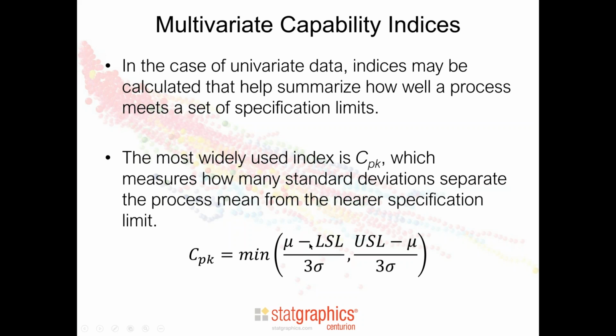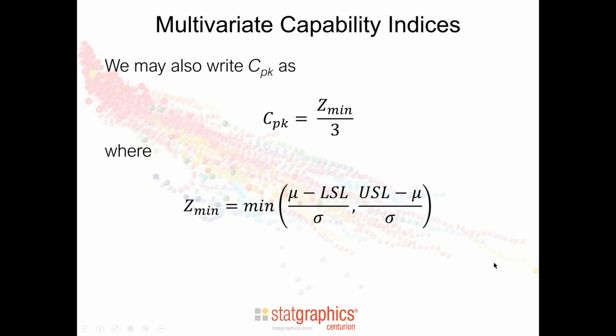Basically, you look at the distance from the mean to the specs, find the spec that's closest to the mean, divide it by 3 sigma, and you get CPK. That's how you do it when you have a single variable. Now, we can also write CPK as Z min over 3.